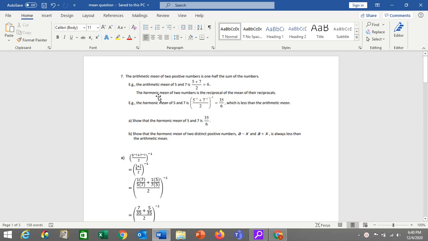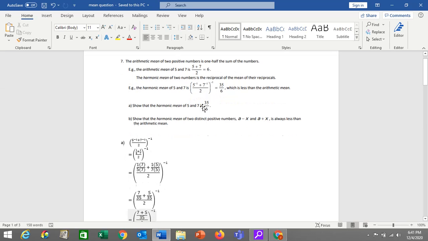We also have something called the harmonic mean, which is you take two numbers and you take the reciprocals, and it's the mean of their reciprocals. And it's the reciprocal of that, basically. So you take two numbers and you flip them, you add them together, find the mean of that, and then take the reciprocal of that, and we call that the harmonic mean.